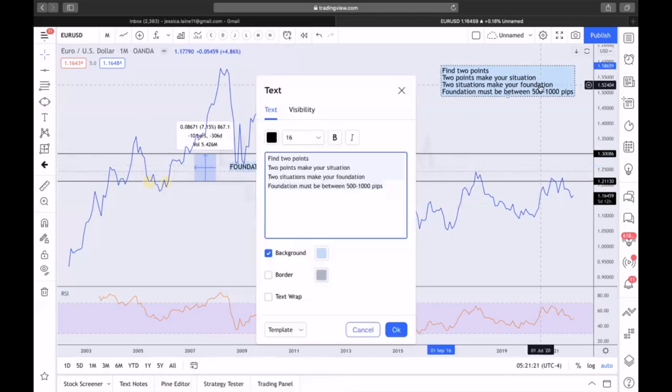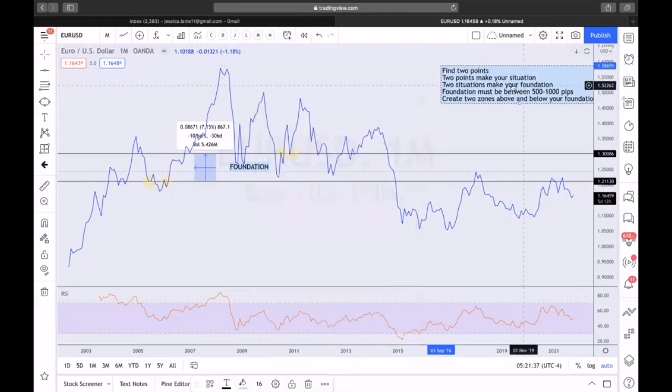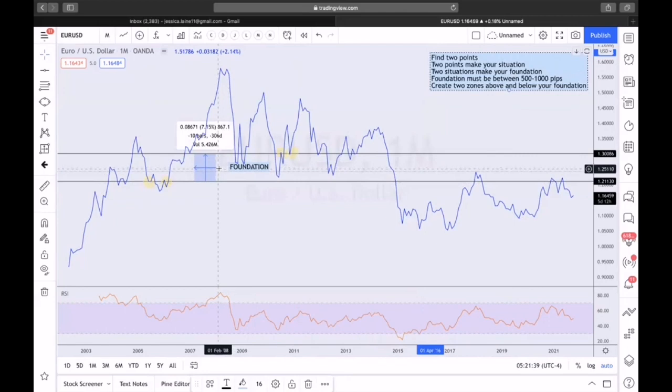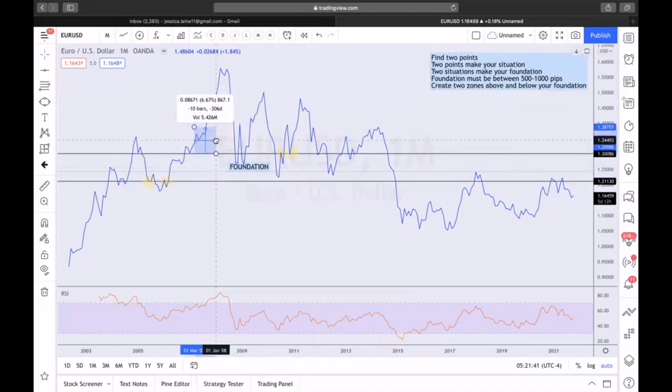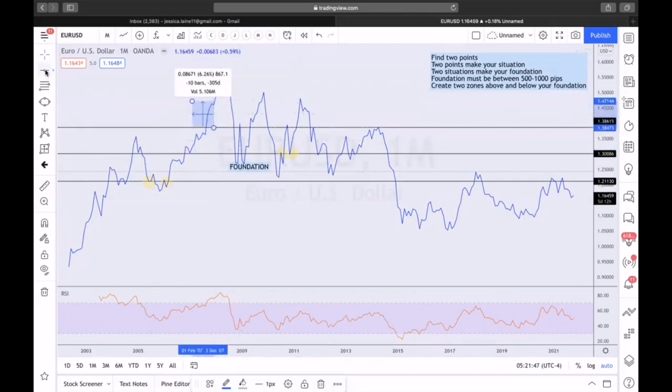After we solidify the foundation, what we're going to do is create 2 zones above and below your foundation. What I'm going to do now is literally create the two zones. I'm going to drag this date and price range box up twice and then below twice.